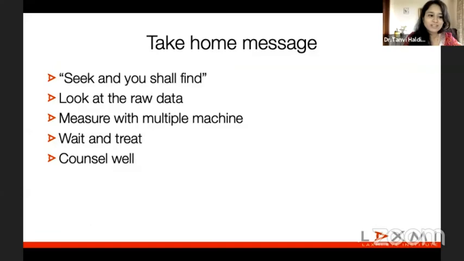So my take home message is that seek and you shall find. Most of our patients do have dry eye. We can only diagnose it if we look for it, and glancing at the raw data can really make or break our measurement, so remember to look at that. It's also better to look at more than one machine for the same data; you will have a better picture. And if you find a dry eye patient, then be patient, treat them, counsel them, and then you can do any kind of procedure. I think that is the secret to a happy patient. Thank you so much.